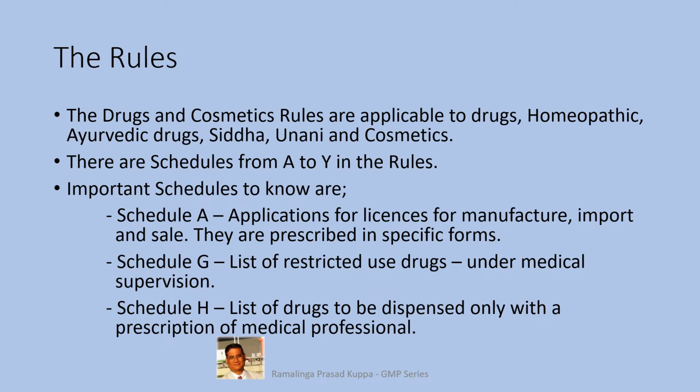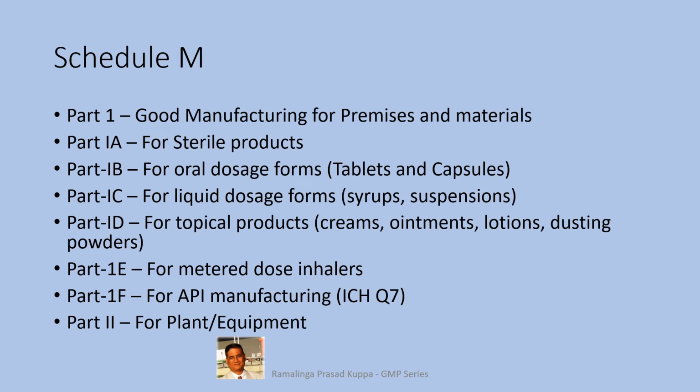There are more than 20 schedules in the rules. Only few important and routinely used are referred here in this video. Schedule M has several parts. Part 1 is good manufacturing for premises and materials. Part 1A is for sterile products. Part 1B is for oral dosage forms like tablets and capsules.